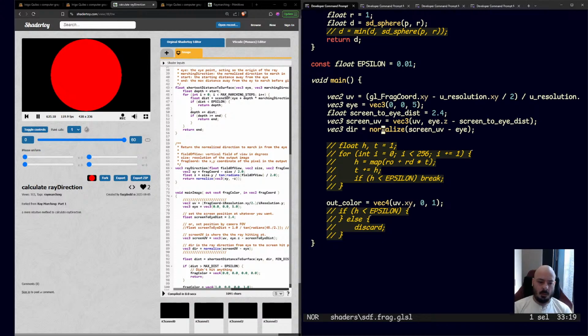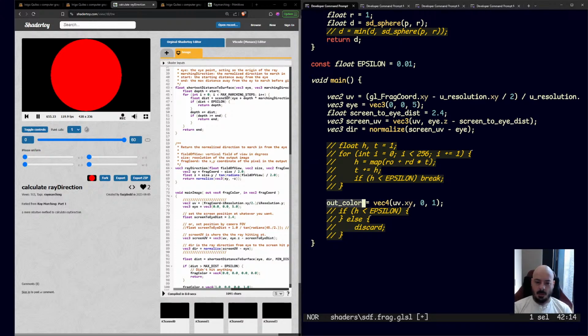Okay. Now the direction is the direction from the eye to the screen hit position. Okay, that makes sense. Normalizing, subtracting these vectors makes a direction. Now the distance. You think it's minus 0.5 to 0.5. Okay.